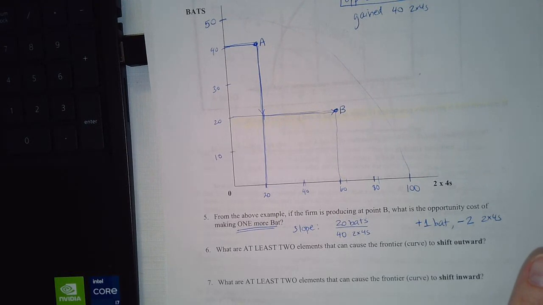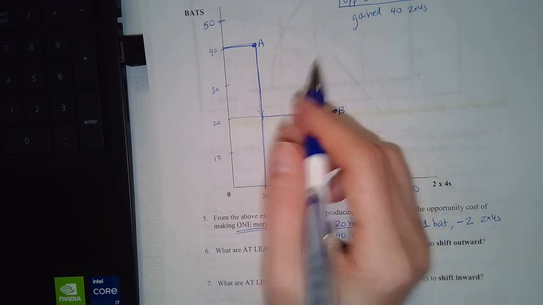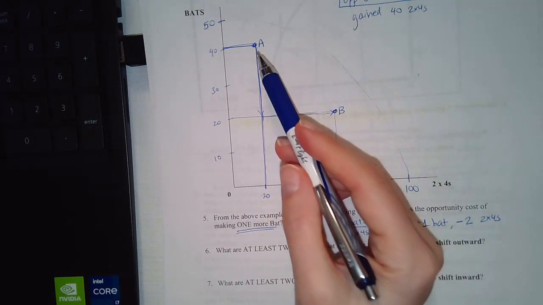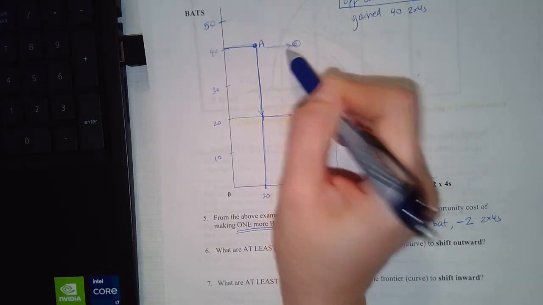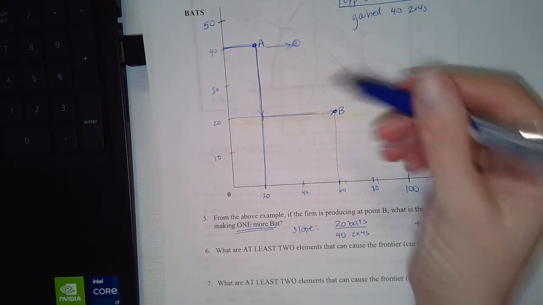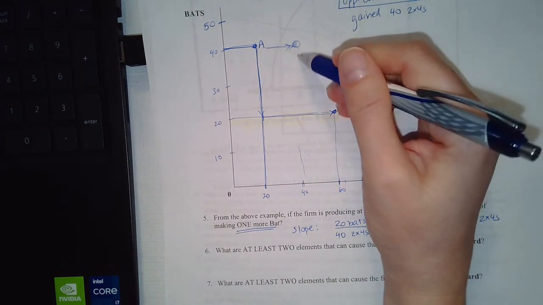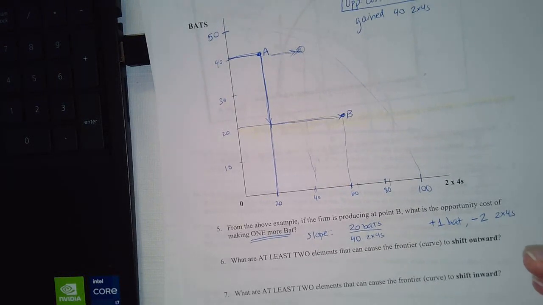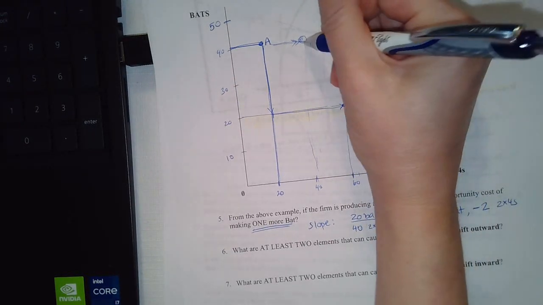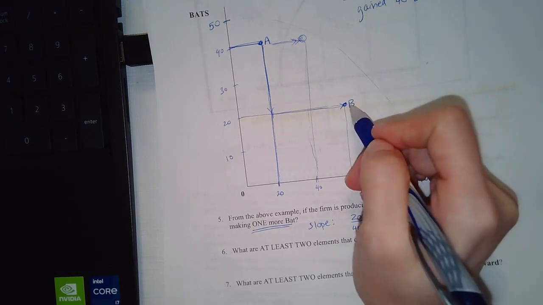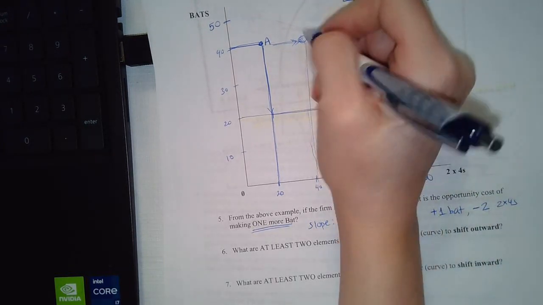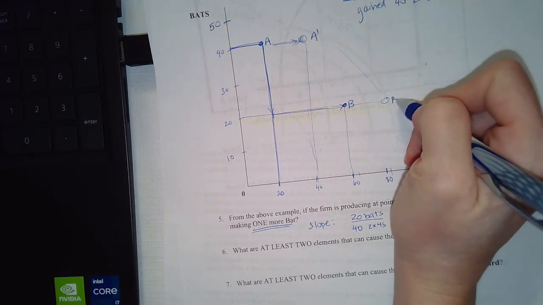What are at least 2 elements that can cause the frontier to shift outward? Well, we discussed this on the other side. What if I could take this point and move it this way, making 40 bats but also 40 2x4s? Why wouldn't I be able to do that? We could change the quality of the good, making 2x4s with mulch or something else. To shift this outward, this would be A prime, because it's different, or B prime.